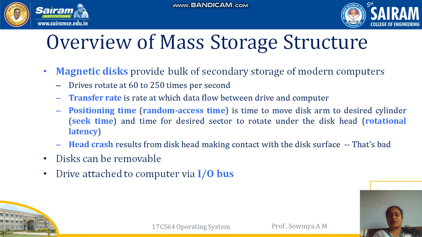So secondary storage systems, we all know, unlike main memory, are permanent storage devices and have a large amount of space where you can store all the files and data. A magnetic disk is one example of a secondary storage device, which provides the bulk of secondary storage of our modern computers. This magnetic disk works based on rotation.